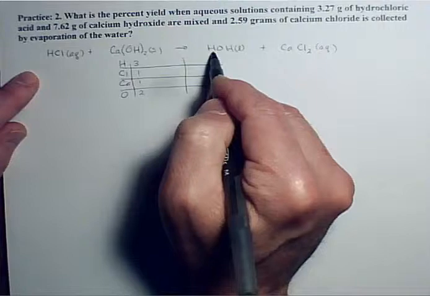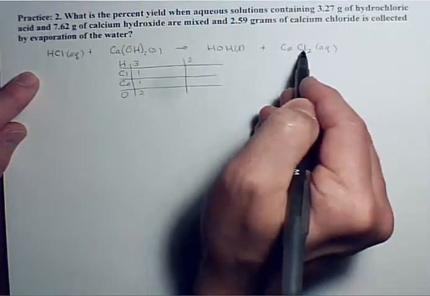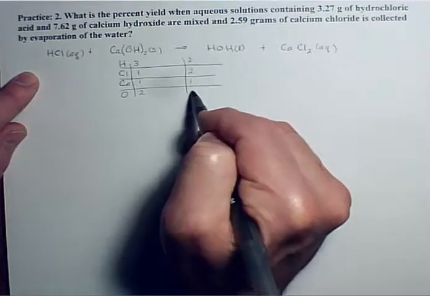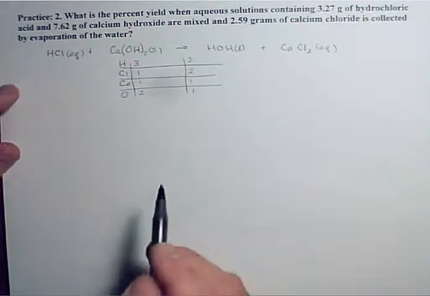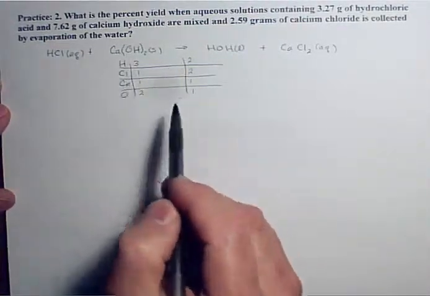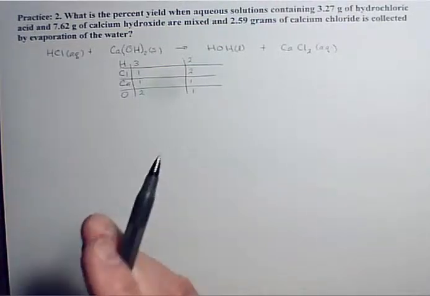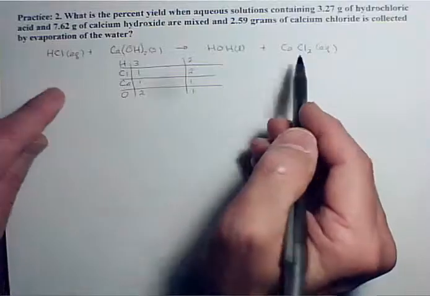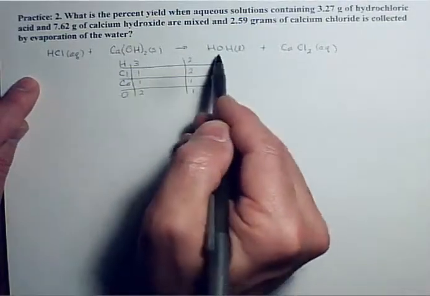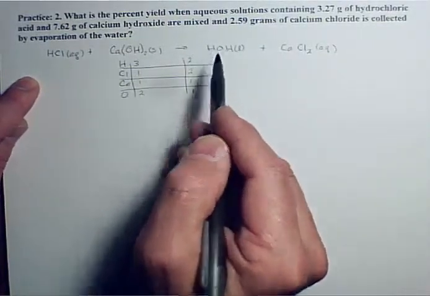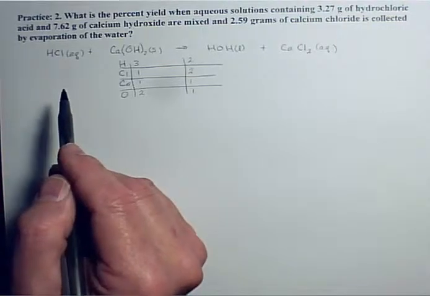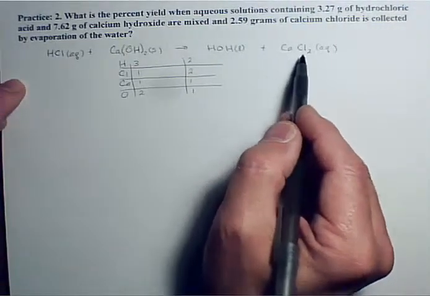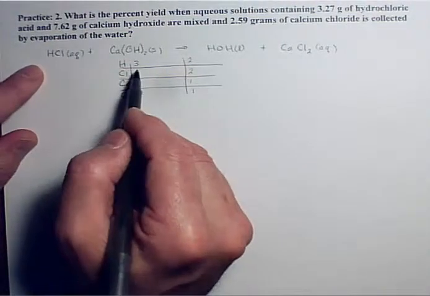On the other side, I've got 2 hydrogens to start. I've got 2 chlorines to start. I've got 1 calcium, and I've got 1 oxygen. And so what we want to do is to get the number of atoms on both sides to be exactly the same. The only thing we can do to make that happen is to use coefficients. We cannot change these subscripts. We cannot change the formula. We can only put coefficients in front of the formulas to change the number of each of these formula units or molecules, whatever they happen to be.